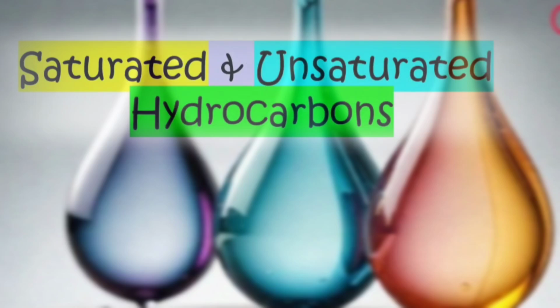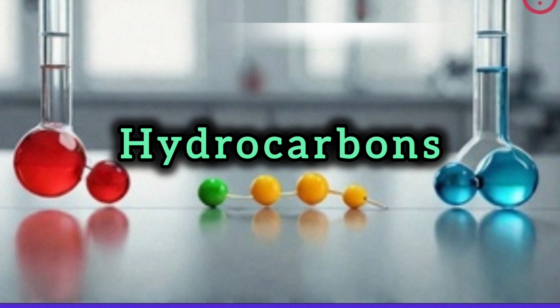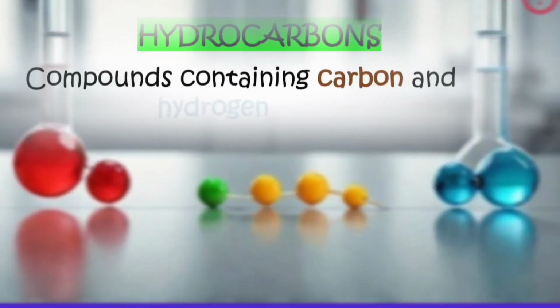Today we are going to learn about the saturated and unsaturated hydrocarbons. First, it is important to know about the hydrocarbons. As the name hydrocarbons indicates, these are compounds containing carbon and hydrogen only. These are the simplest kind of organic molecule in which only carbon and hydrogen atoms are present, and that's why these are called hydrocarbons.